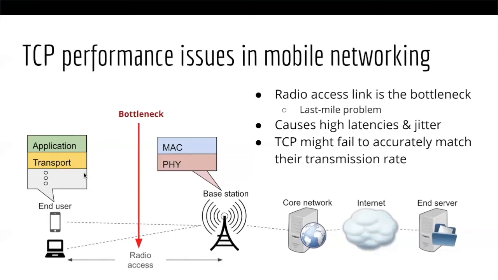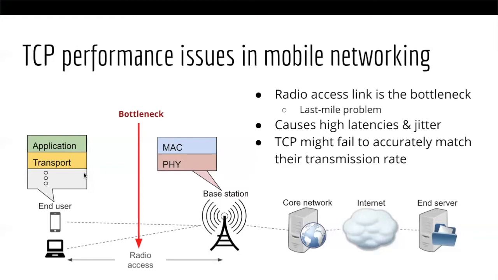Often in this architecture, the bottleneck is identified as the radio access network because of a lot of physical phenomena going on there. The bottleneck at the radio access network is called the last mile problem because it causes a lot of problems such as high latencies, jitter, and everything.